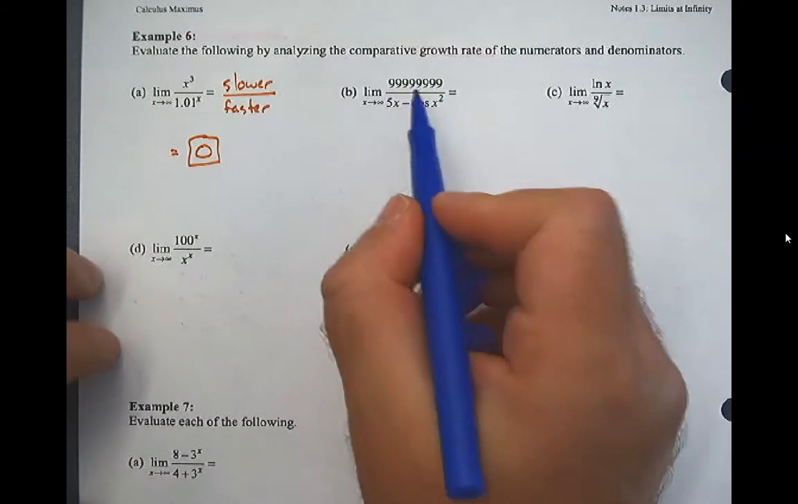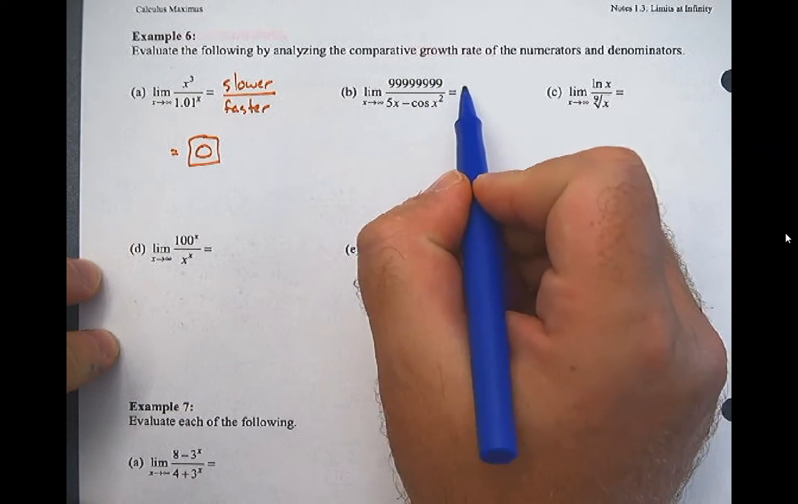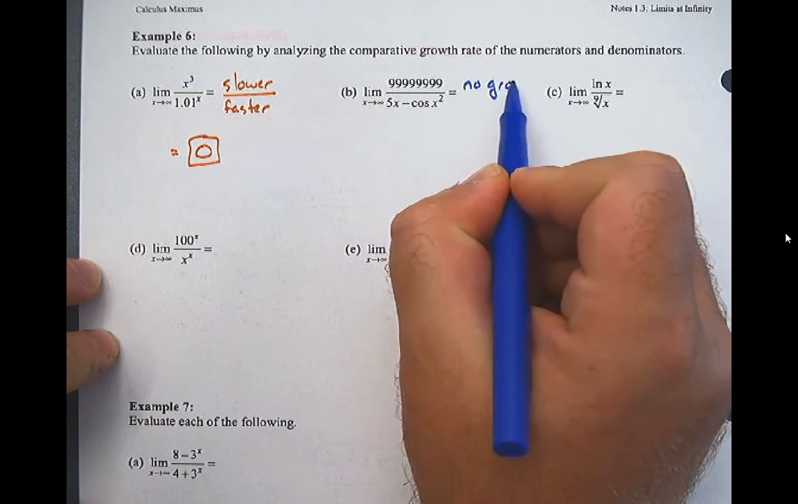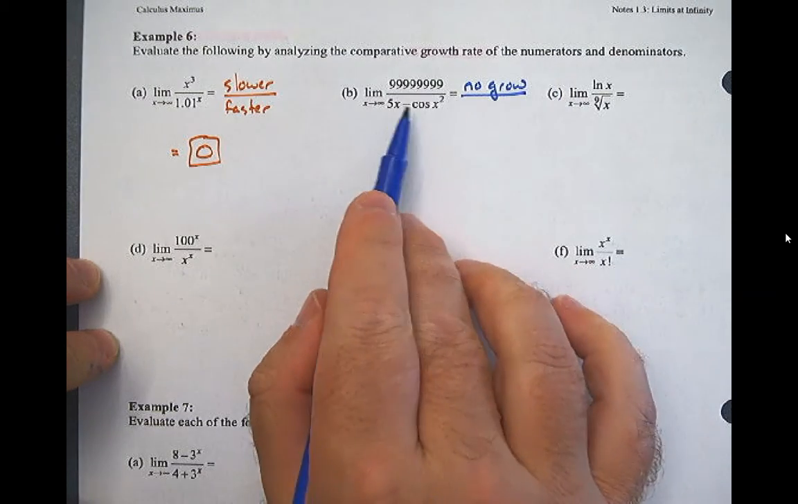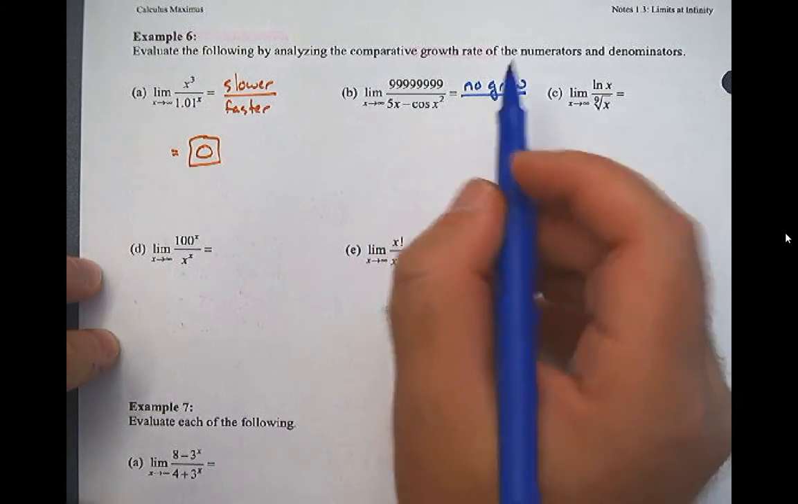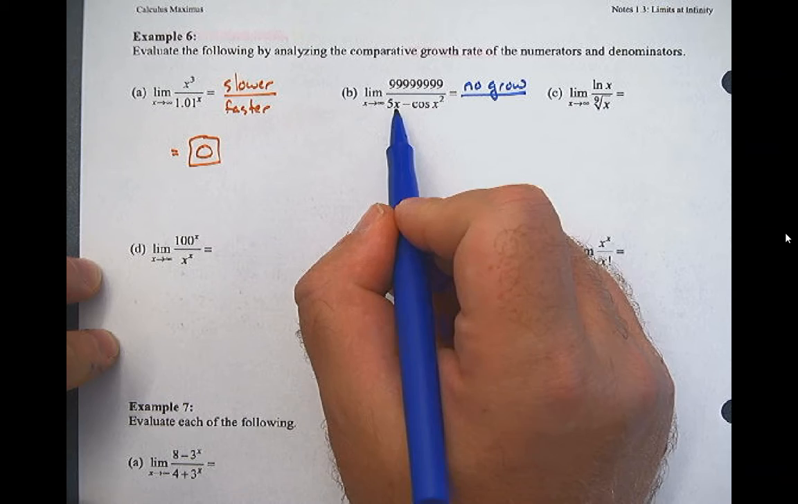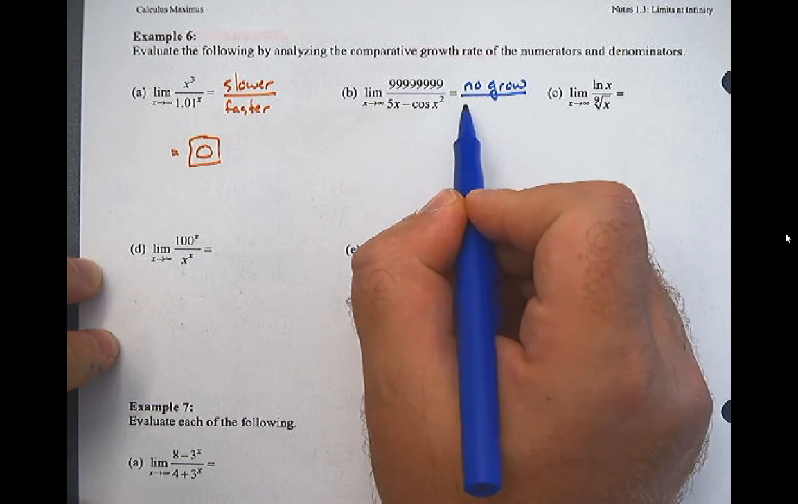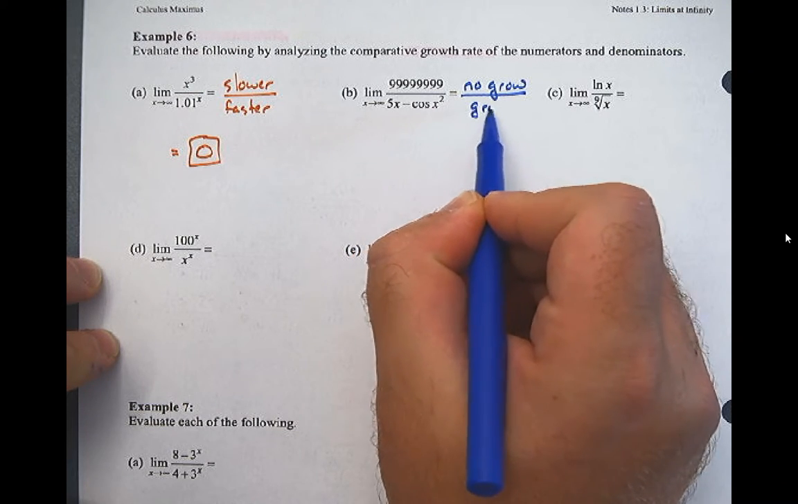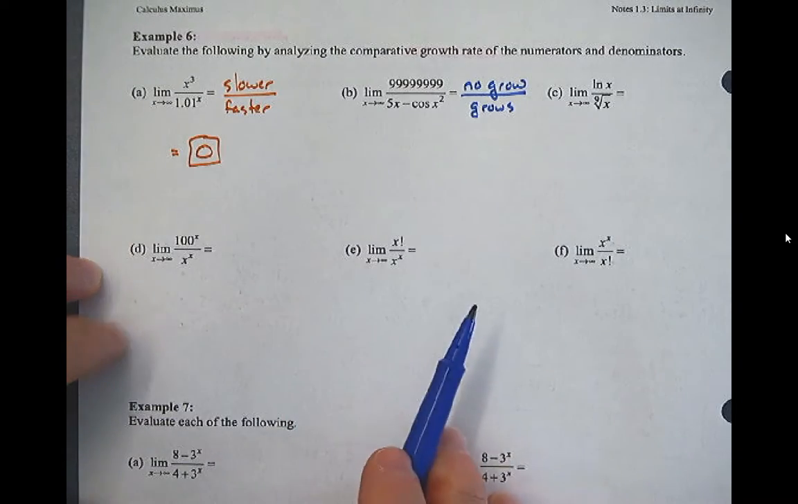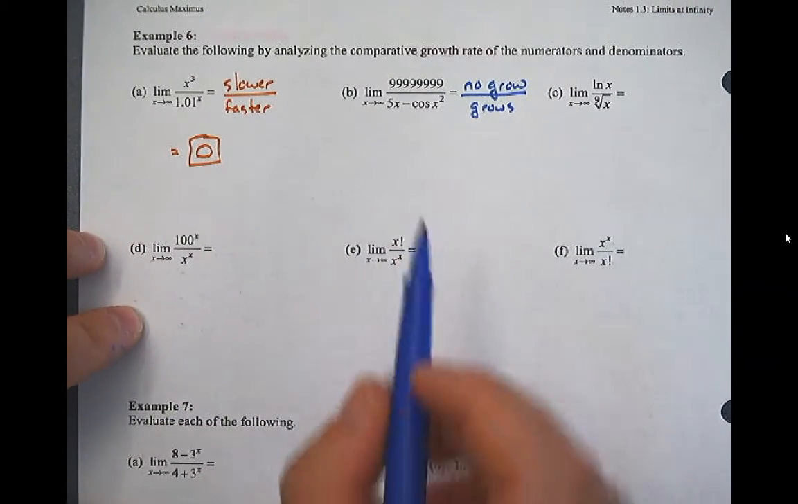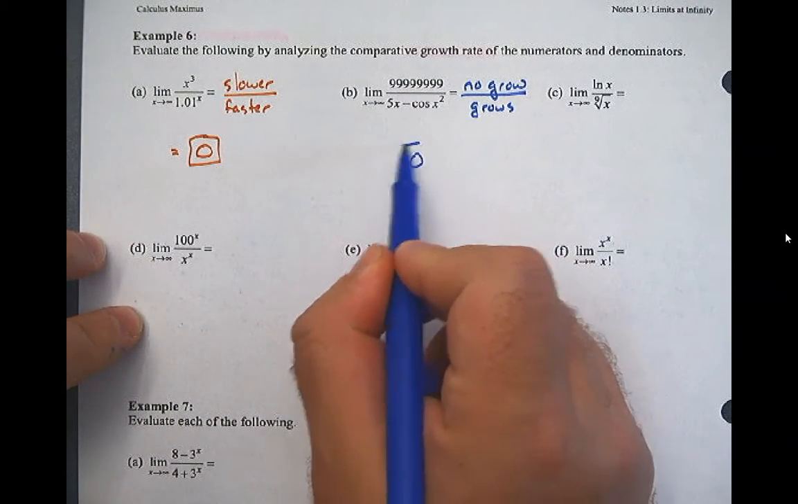So for instance, on the next one, what is this? This is no growth, divided by, well, this is some sort of growth, right? This is 5x, which is growing. So this is some growth. I don't know, it grows. And I don't care how it grows as long as it grows faster than the top. So this also would end up limiting out at 0.